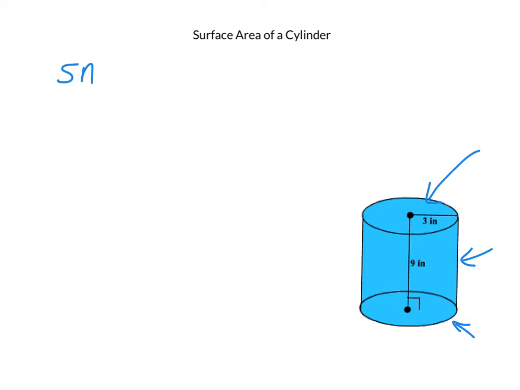So for surface area, the formula is 2 pi r squared. That actually represents the area of the top and the bottom. Plus, to that we add 2 pi r h. And there's plenty of videos out there that will show you where this formula comes from. I just want to try to keep the videos short and sweet.